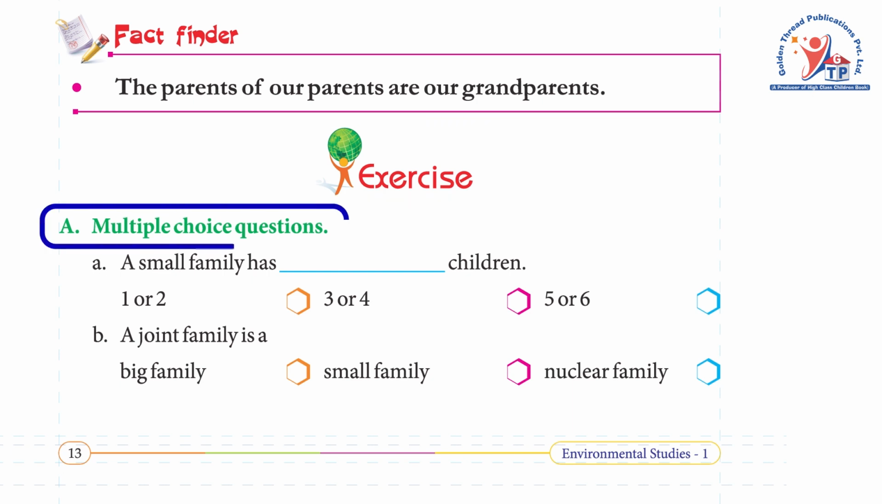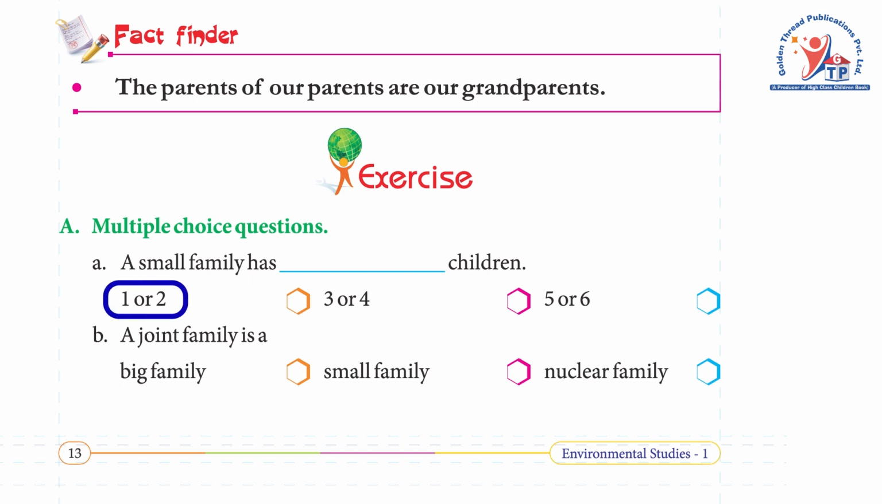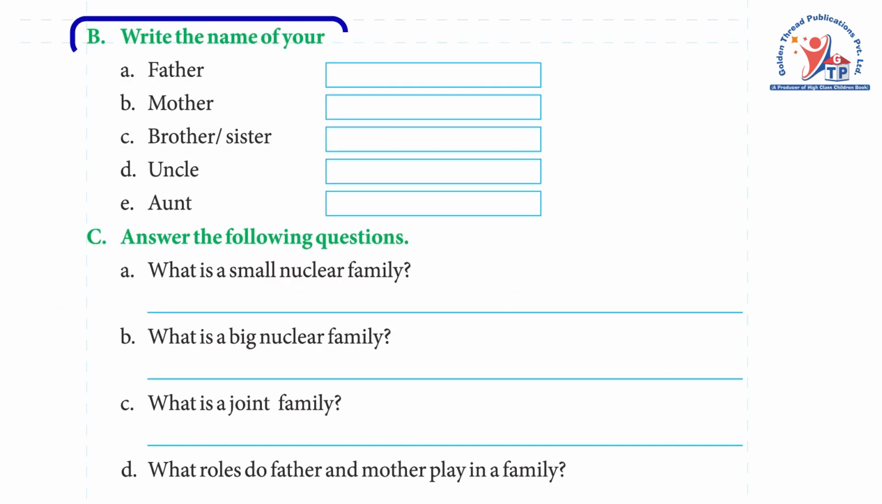Exercise. A. Multiple choice questions. A. A small family has dash children: 1 or 2, 3 or 4, 5 or 6. Answer: 1 or 2. B. A joint family is a big family, small family, nuclear family. Answer: big family. B. Write the name of your: A. Father. B. Mother. C. Brother or sister. D. Uncle. E. Aunt. Answer: do it yourself.